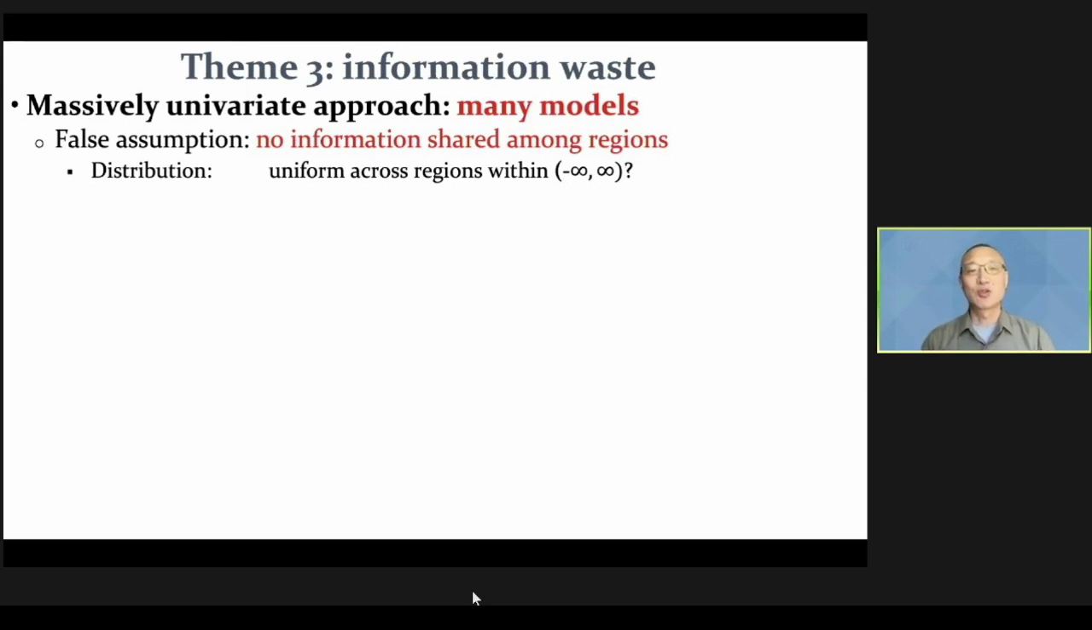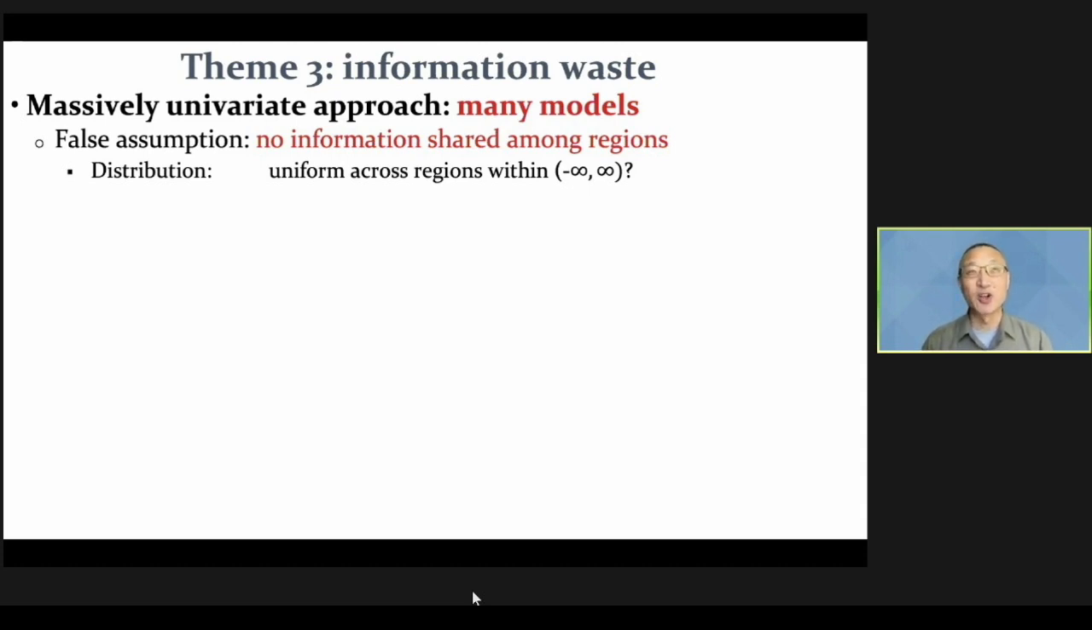So let's switch to the third perspective, modeling. The dominant approach is massively univariate analysis. With that approach, we build as many models as the number of voxels, regions, or matrix elements. No information is shared across the whole brain or across all the elements. I'm not referring to the neighboring voxels in the brain, because that's usually corrected during the so-called multiple comparison correction. I mean the remote regions.